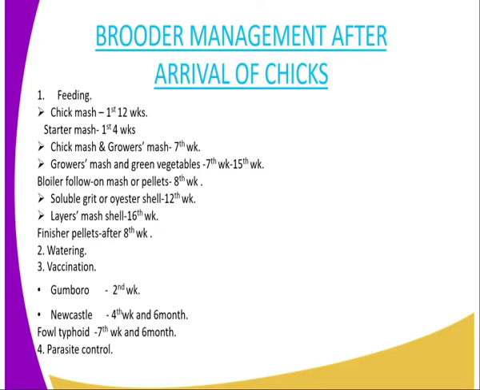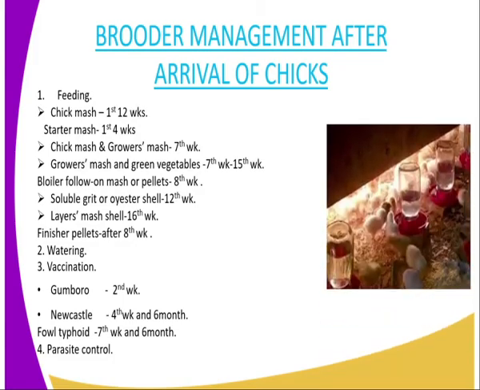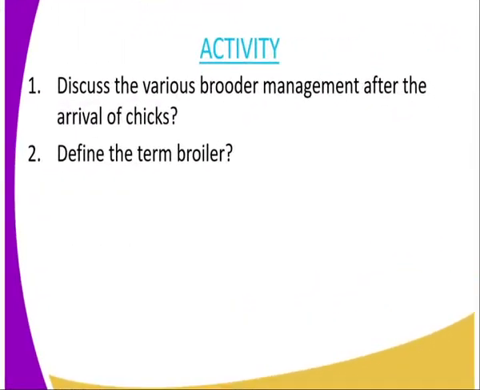Then we have the fourth management practice, parasite control. You're supposed to carry out prevention measures for parasites, because parasites are known to lower the level of production of the layers, and also lower the level of production as far as the broilers are concerned.